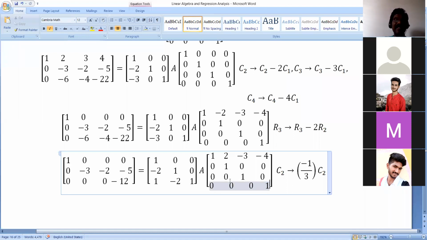Now we want to reduce this second row, second entry as 1. By using column operations, it is easy to reduce. Otherwise, if you use row operations, all the remaining entries would be fraction values. That's why we operate column operations on this. That is, in place of C2, C2 into minus 1 by 3 into C2.